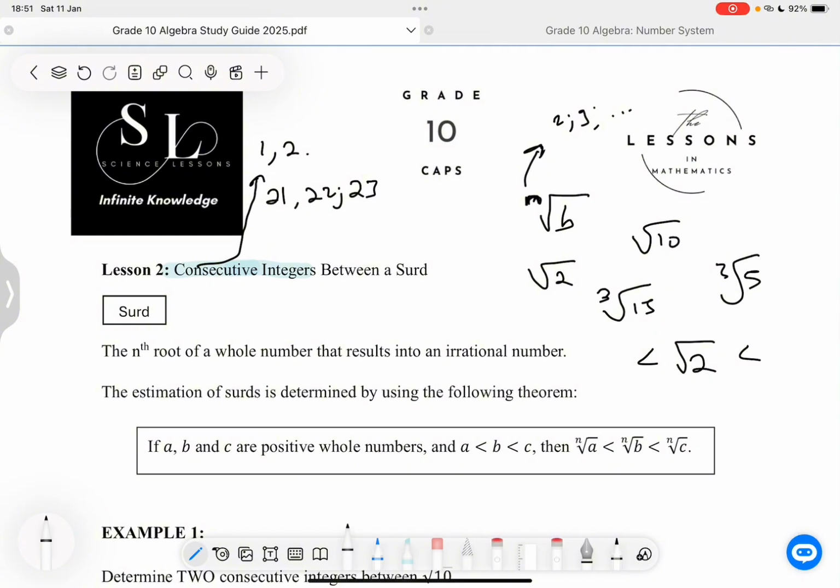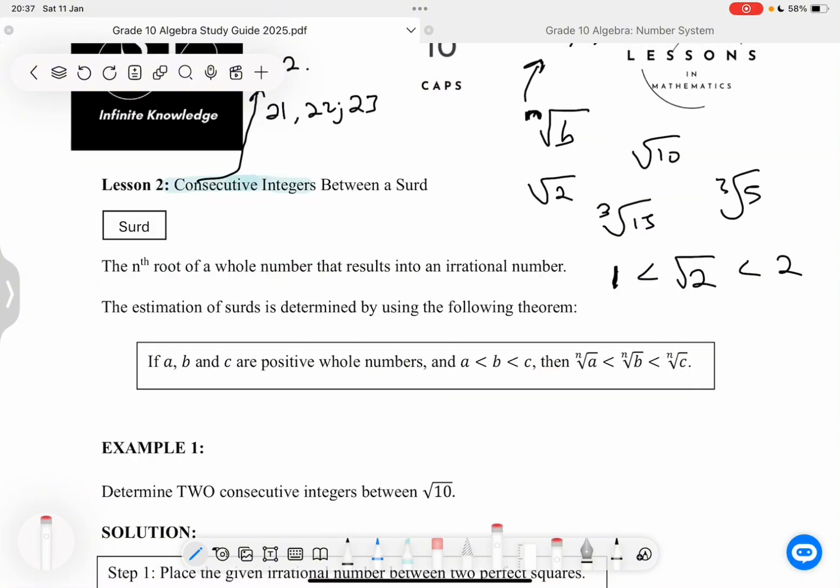Such that one of them can be the number 1, so 1 is less than the root 2, and the root 2 would be less than 2. Therefore, root 2 is an irrational number or a set that lies between 1 and 2, right? It's in between those two numbers.